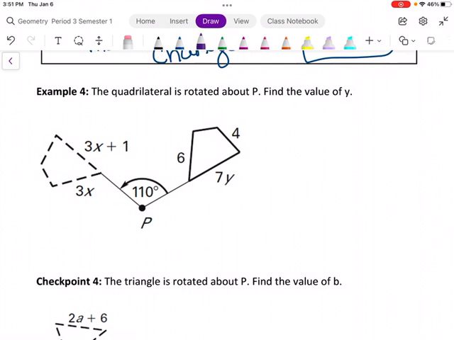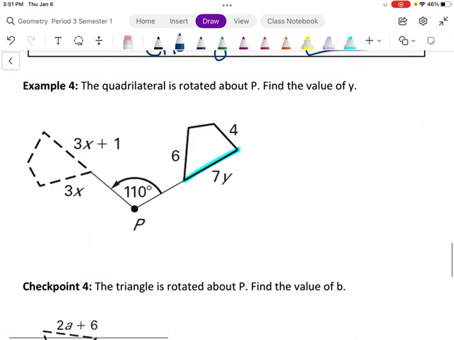So the quadrilateral is rotated about point P. They want us to find the value of y. So to do that, we're going to start marking congruent parts. So this line, as we would rotate it, it would go to the back of the same shape over there. So we know that this segment is congruent to that segment. And since they are congruent, we can set up an equation with that. So we know 3x plus 1 equals 7y.